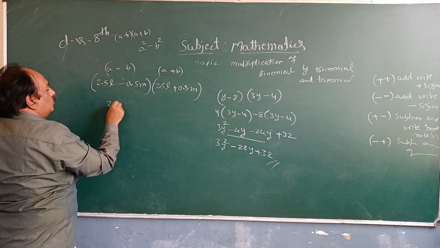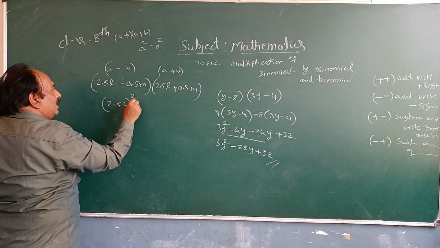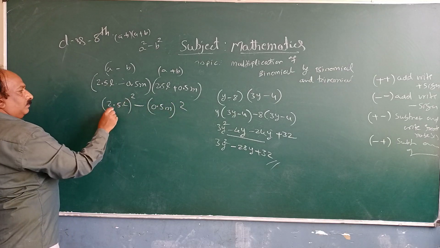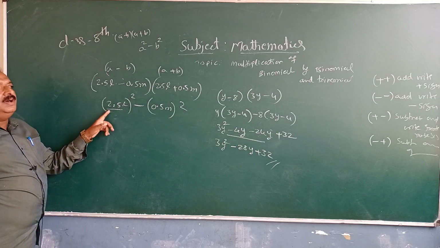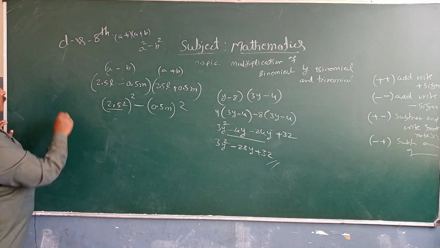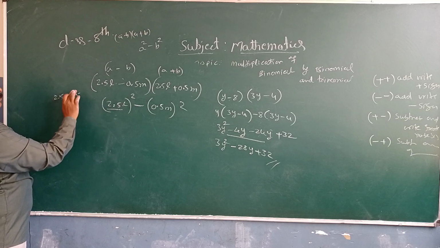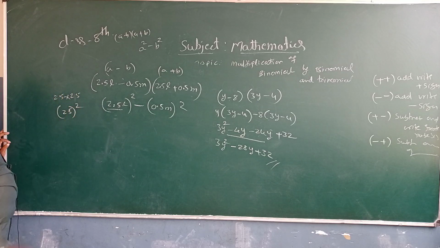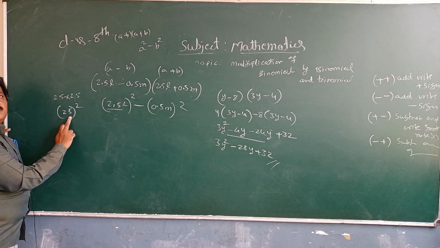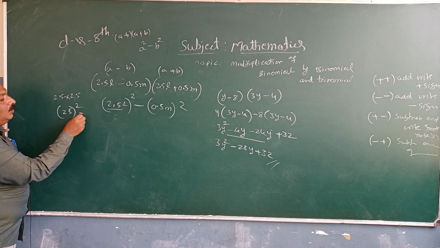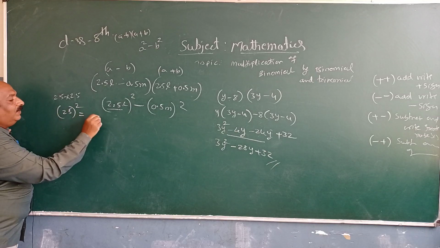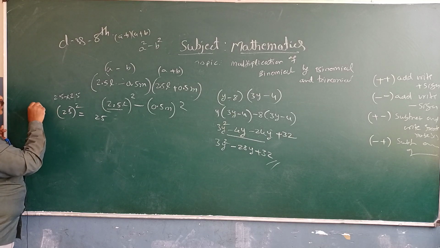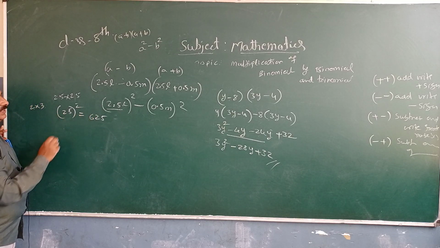(2.5L) whole square minus (0.5M) whole square. There is a confusion for the student. 2.5 into 2.5: remove the decimal, 25 square. I want to explain one more thing here, a very easy method you should note down. 5 5s are 25. What is the number here? 2. 2 into 3, 3 2s are 6.